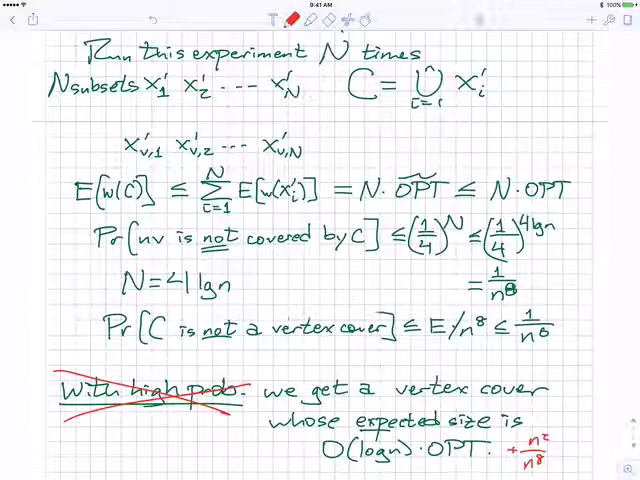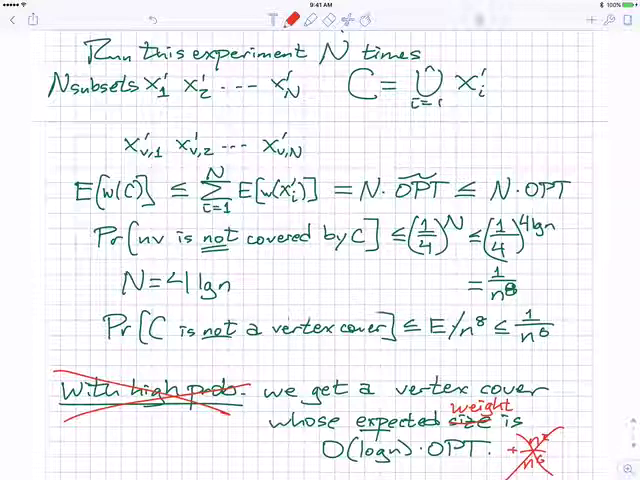Or n squared divided by n over 6. I don't really care, this is so small that it doesn't matter. Right, so if I just run this algorithm until it gives me a vertex cover, the expected size of that vertex cover is log n times optimal, where size actually means weight, because I'm doing weighted vertex cover.